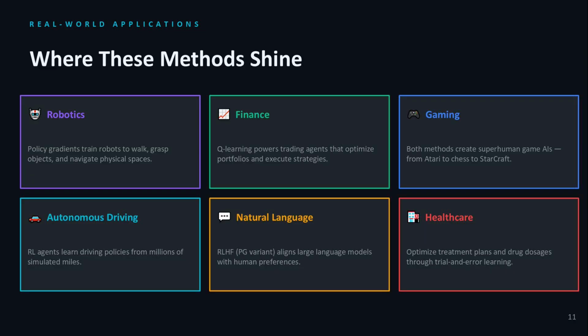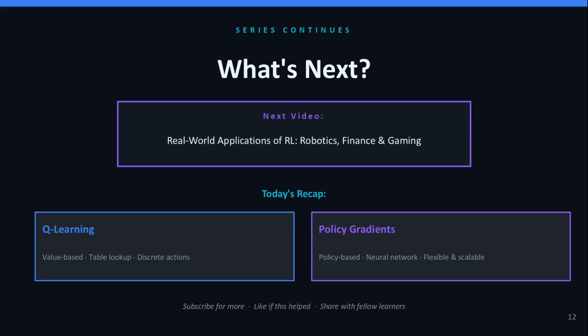What are the applications? Robotics, teaching robots to walk and move. Finance, trading and portfolio optimization. Gaming, superhuman AI players. Autonomous driving, learning to drive safely. Language models, improving responses with feedback. Healthcare, optimizing treatments. That's it for today.